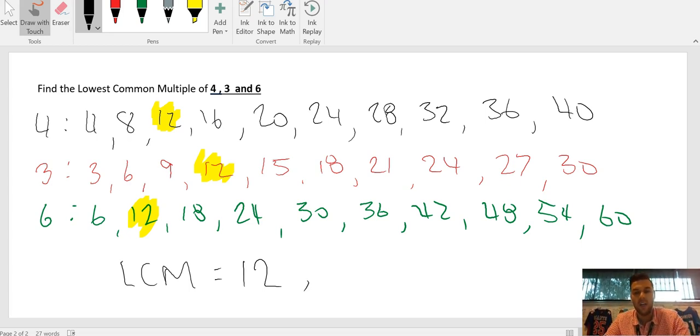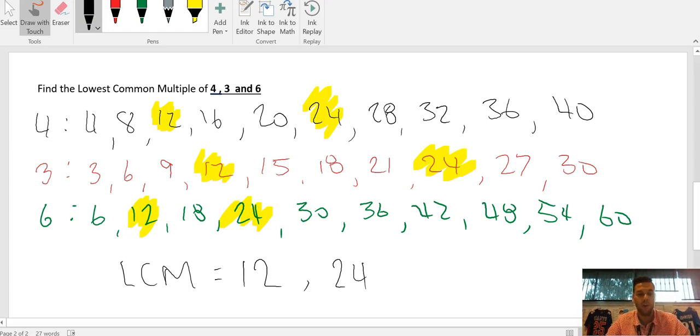Now, in your test, you may get asked what are the lowest two common multiples. So we need to go through and have a look at what's our next most common number. And I should be able to see that 24 goes in both of those. So 24 is the next common multiple. Okay, hopefully that clarifies what multiples are for you boys and what an LCM is.